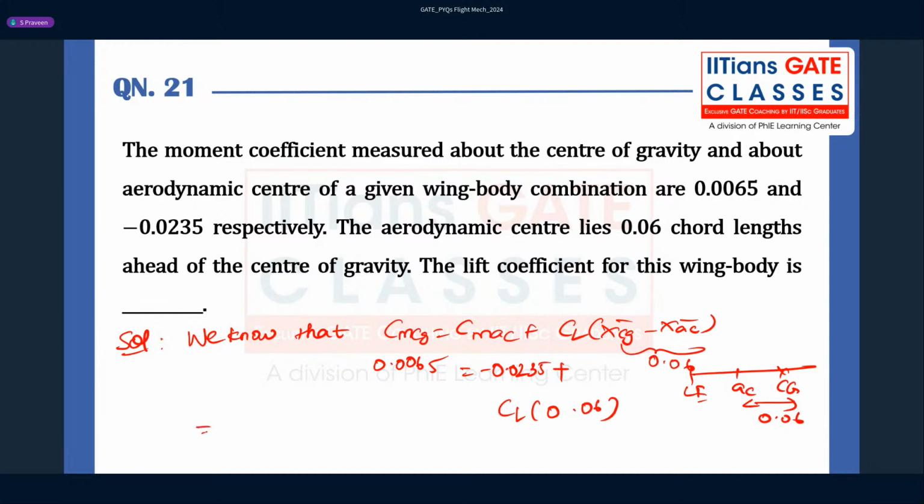Simplify this, you will get the CL obviously. So CL will come to around 0.51, I think. Okay, just do this, very simple. Okay? Right? So this is my answer. Okay, guys, I hope you don't have any doubts in this, right? So if not, then we go ahead.